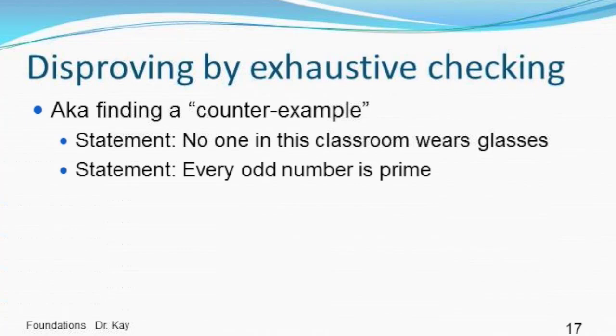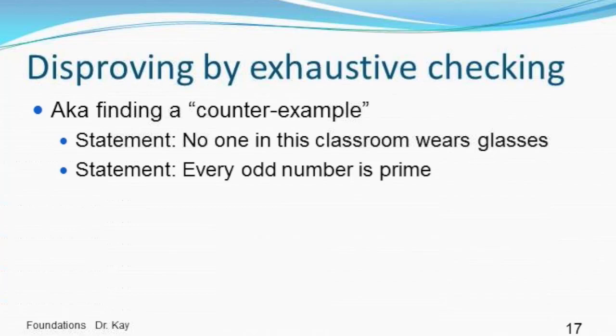We can also disprove by exhaustive checking. So, I mean, that's just finding a counterexample, right? If I make a statement that says, no one in this classroom wears glasses, we can look at every single person in the room, and if there's somebody in the room wearing glasses, we can disprove that statement. Similarly, the statement that every odd number is prime, well, we can start looking, and if we can find any sort of counterexample, then we're good.